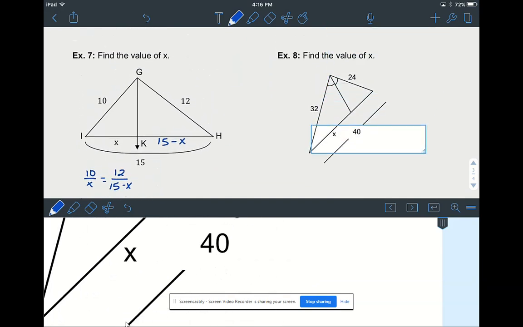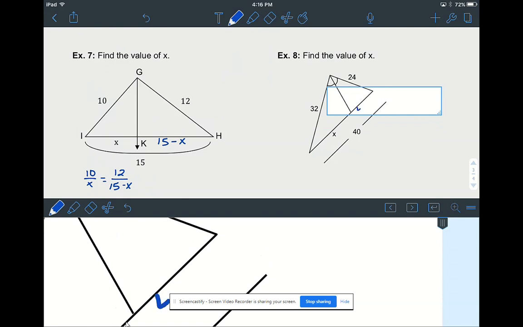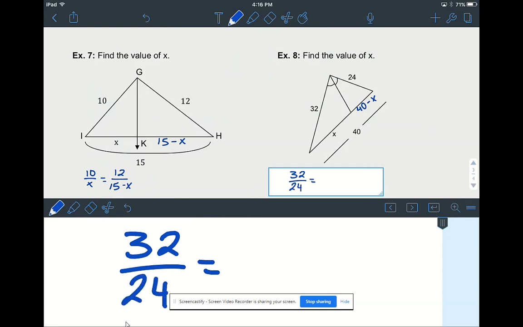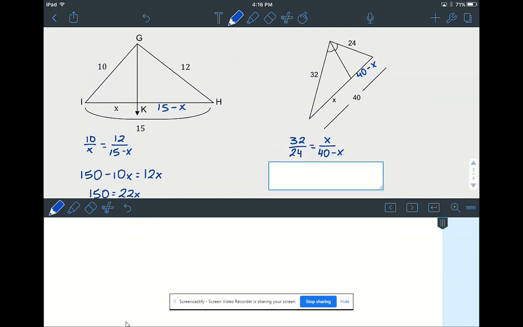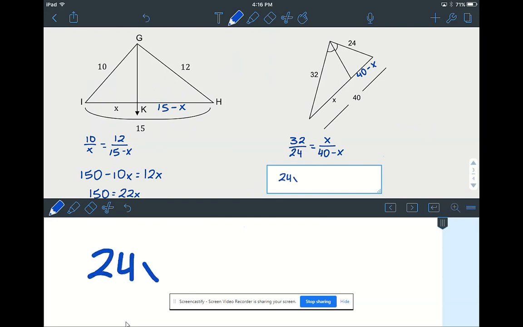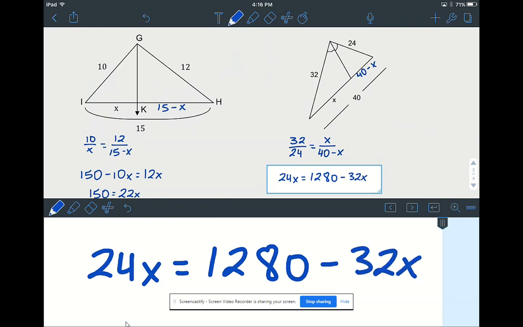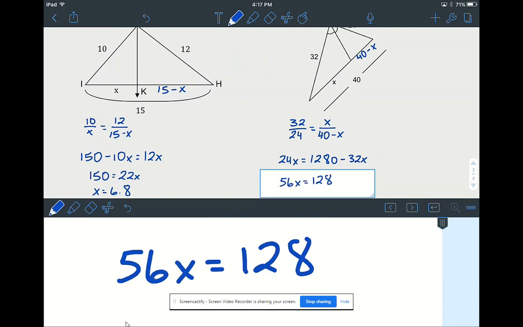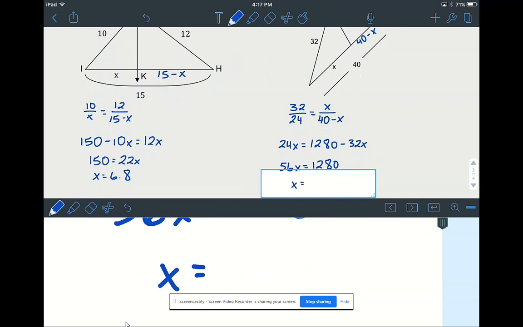Number 8, same thing. Don't have the right base here, so I'm going to put 40 minus x, total minus left base. This time I'm going to go left to right. So I'm going to go left side to right side, and then I'm going to go left base to right base. Cross multiply, get 24x equals 1280 minus 32x. Add your 32x, that'll give us 56x equals 1280. Divide, x equals 22.9.